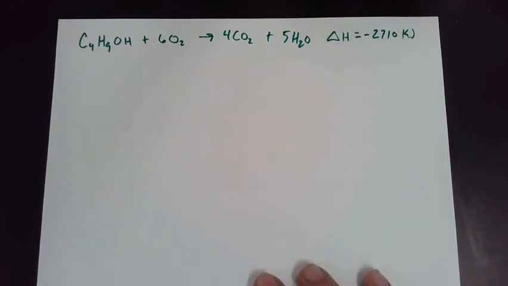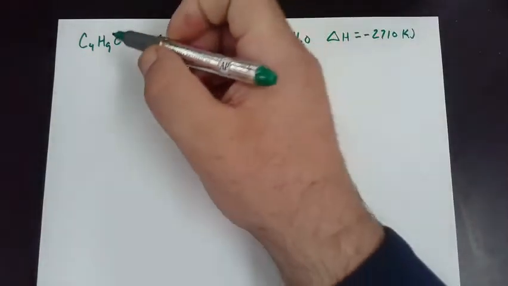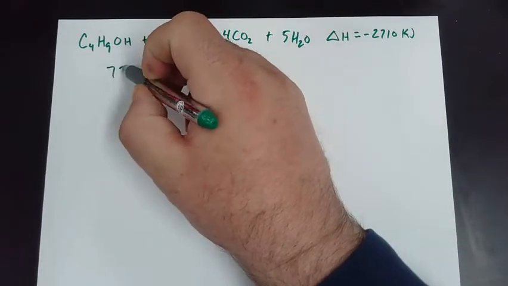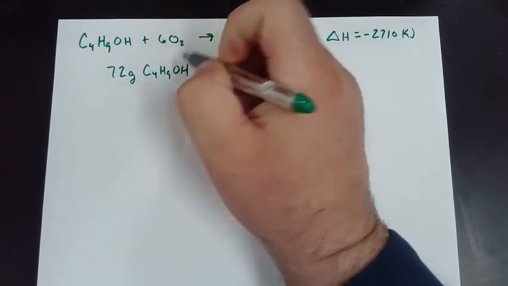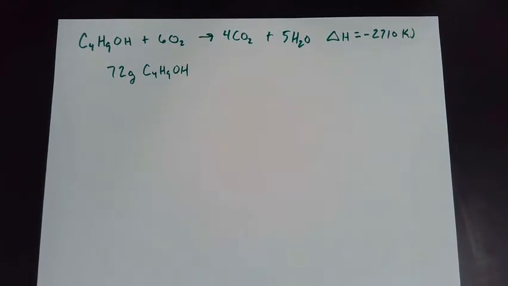Okay, so here we go. We have this formula, this equation. This equation is already balanced for you. What we need to figure out is if I have 72 grams of C4H9OH, how much energy will I be releasing. So first up, yes, we have to make it moles.